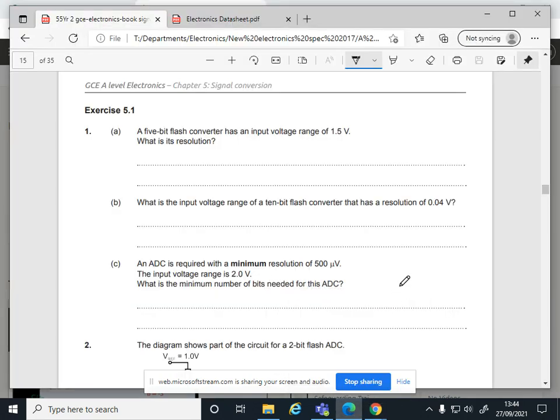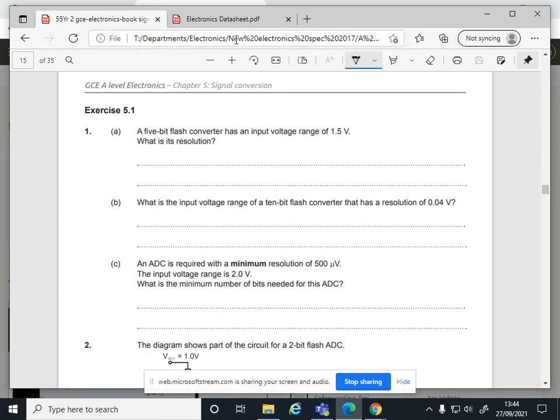Hello, everybody. I'm going to go over the signal conversion homework, but I'm going to go over this whole thing. It's going to be in 4 parts, I'd guess. Okay, first part is asking us about a 5-bit flash converter. That's the ADC. If the voltage range is 1.5 volts, what is the resolution?